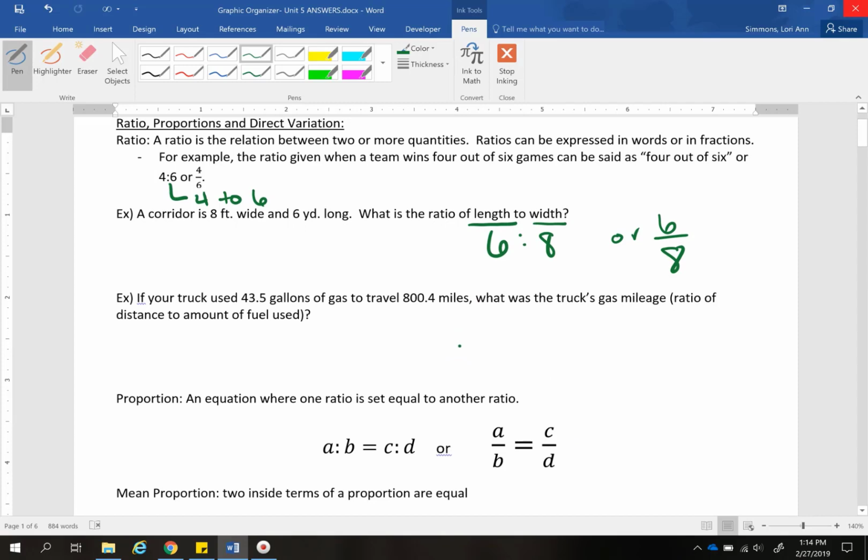If a truck used 43.5 gallons of gas to travel 804 miles, what was the truck's gas mileage? The ratio of distance to amount of fuel used. Our distance to the amount used, or as a fraction, distance over amount. Our distance was 804 miles, and the amount is 43.5 gallons.